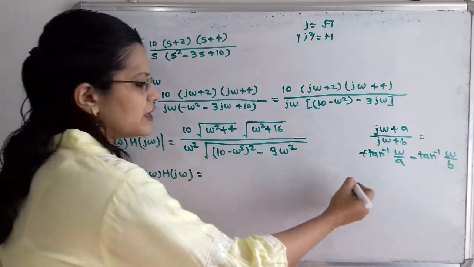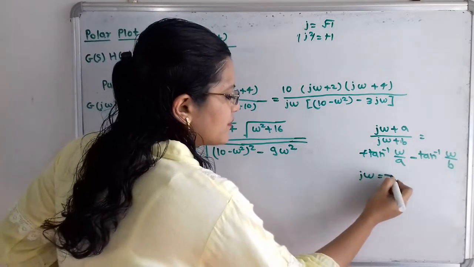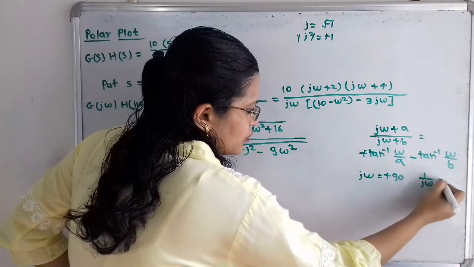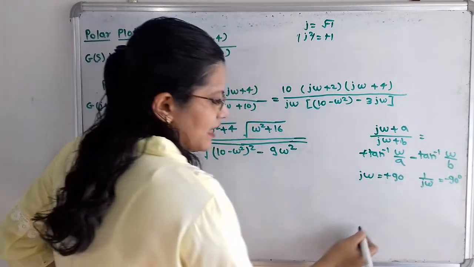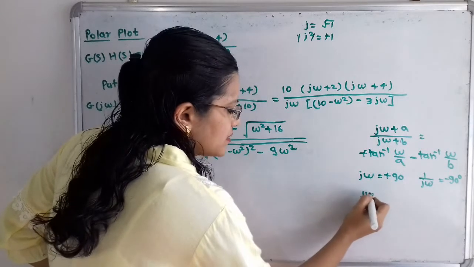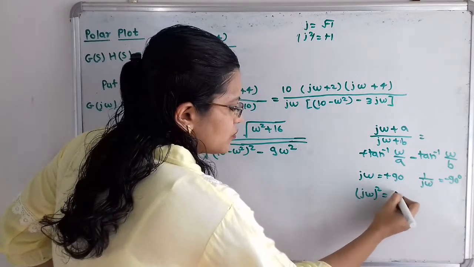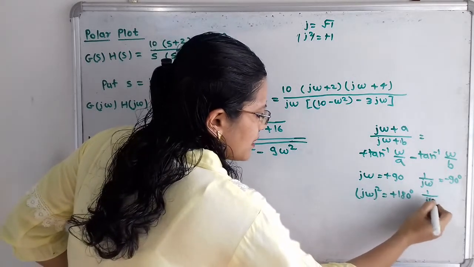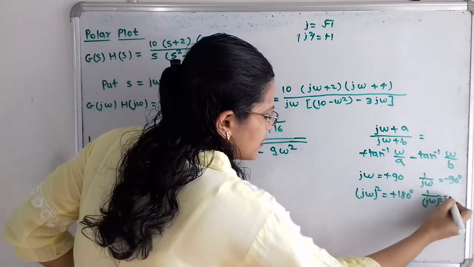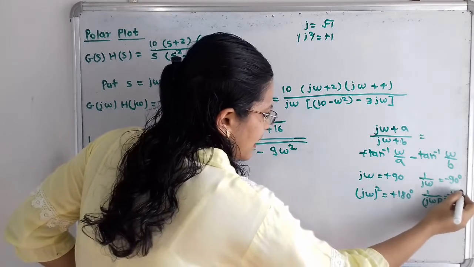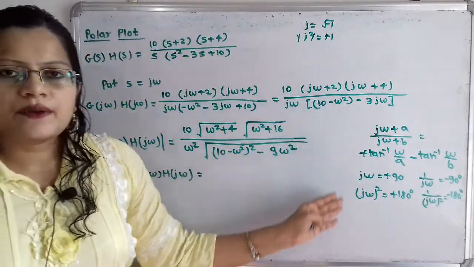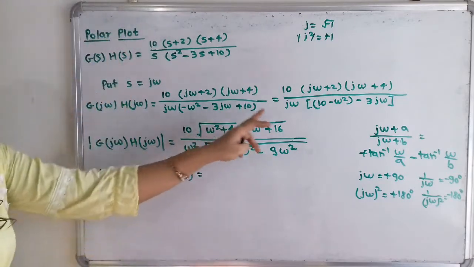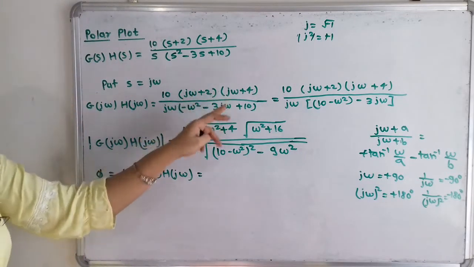Now again here only a j omega term is in the denominator. So whenever a j omega term is in the numerator, we will take plus 90 degree angle. When a j omega term is in the denominator, we will take minus 90 degree angle. When a (j omega) square term is in the numerator, we will take plus 180 degree angle, and when a (j omega) square term is in the denominator, we will take minus 180 degree angle. So these things are important to note down. Now for this transfer function, we will apply here.